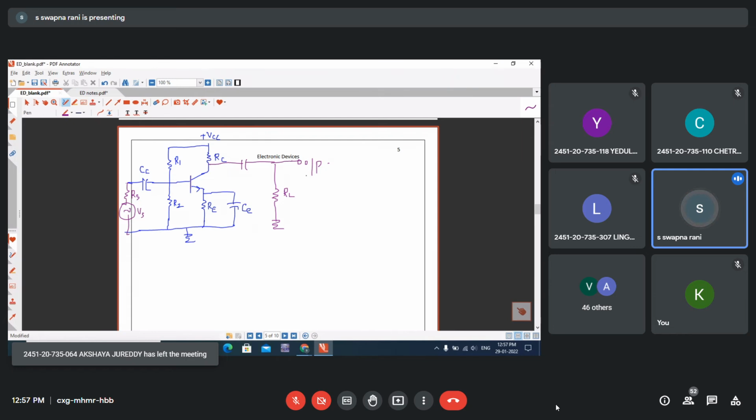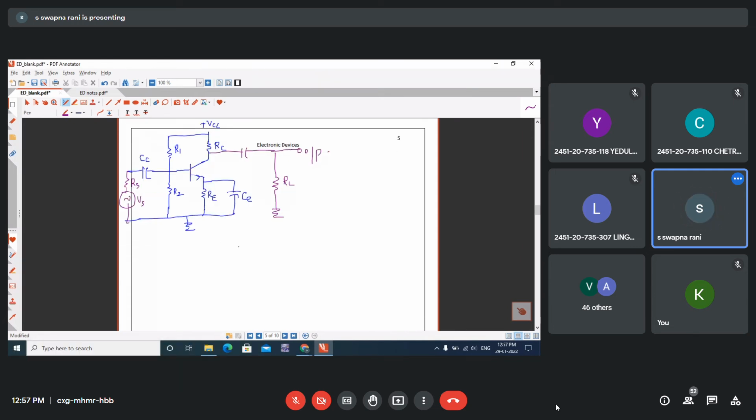How to analyze the amplifier? First of all, we should draw the AC equivalent circuit.